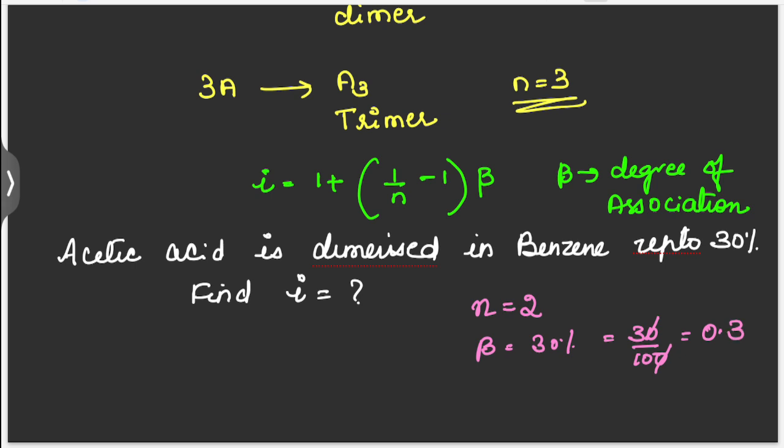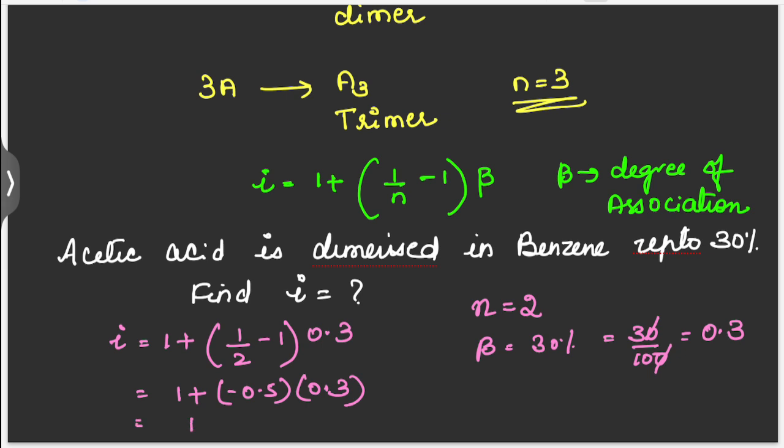So now substitute this in the formula. I value is equal to 1 plus 1 by n, n value is 2, minus 1, into beta which is 0.3. So how much will you get? 1 plus half minus 1 is minus 0.5. So minus 0.5 into 0.3. This is equal to 1 minus, 5 threes are 15, so you will get 0.15. So finally you will get I value equal to 1 minus 0.15, which is 0.85. Correct? So this is the value of the Van't Hoff factor here.